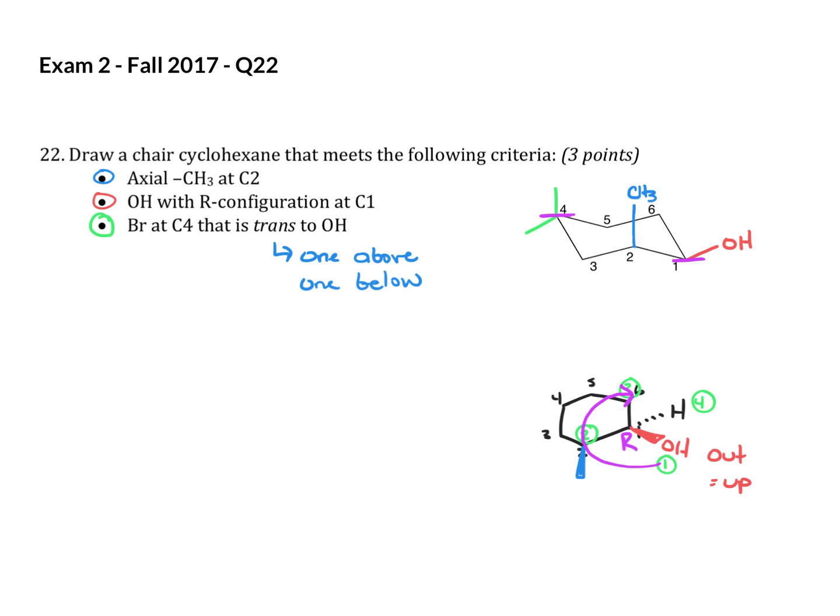So since the OH is already locked into the position above the plane, I'll put the Br in the position below the plane. So now we have the OH going upward, the Br going downward, and that is a trans relationship. And then my axial substituent is a hydrogen, but again, I'm just going to erase it and leave it implied.